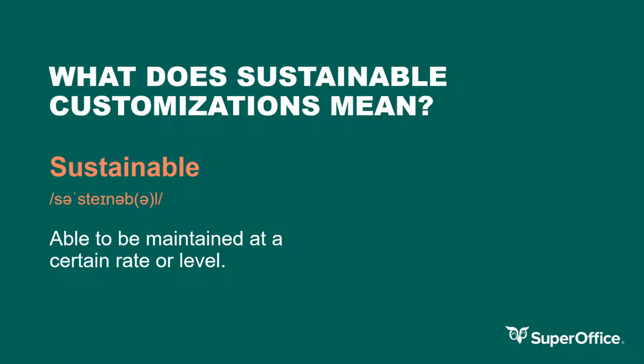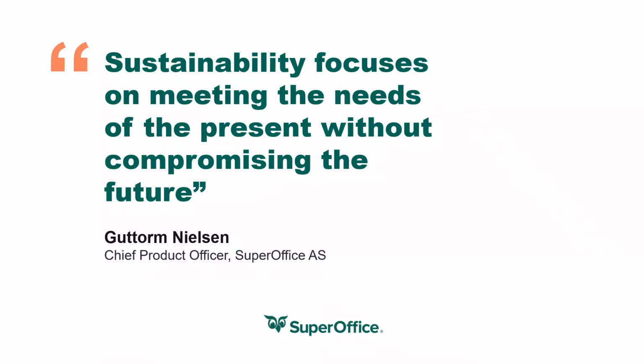But what does sustainable customizations mean? If you ask Google, one of the examples is that it's able to be maintained at a certain rate or level. And according to our CPO Guttorm Nielsen, sustainability focuses on meeting the needs of the present without compromising the future. And that's very important when we're talking about customizations of a business-critical system like your CRM solution. It can't be too complex to maintain or make changes.